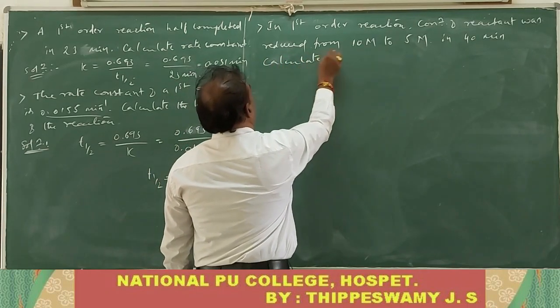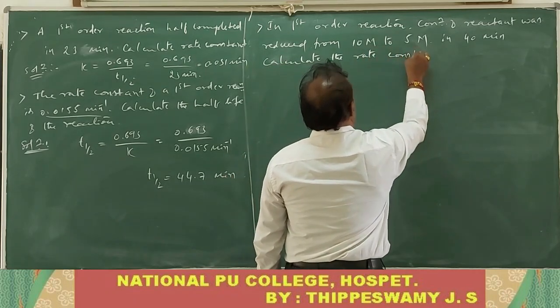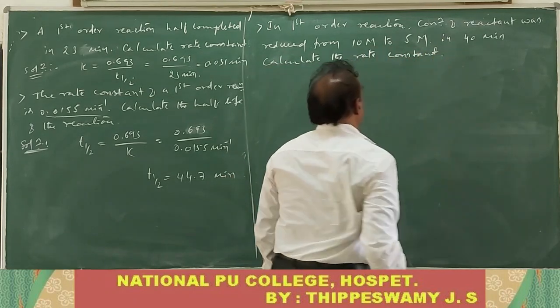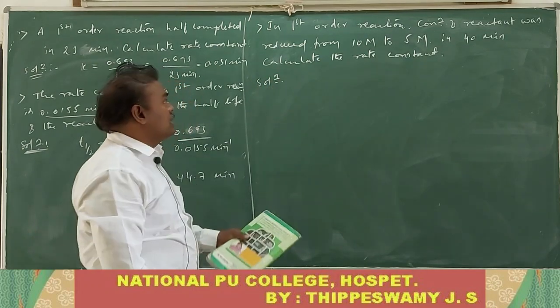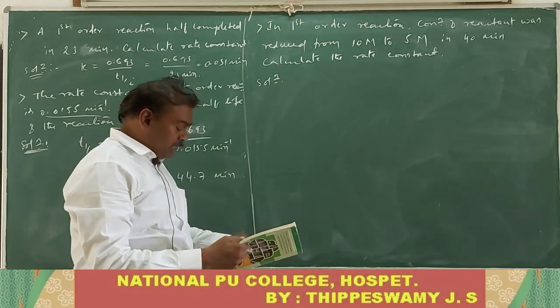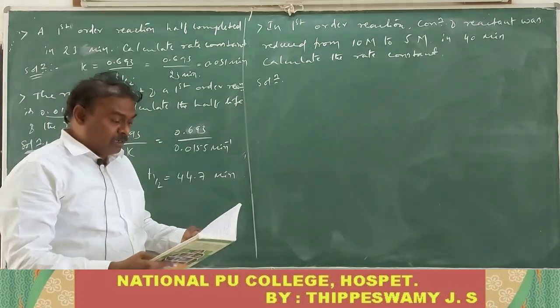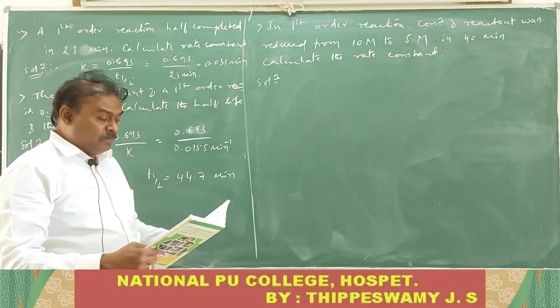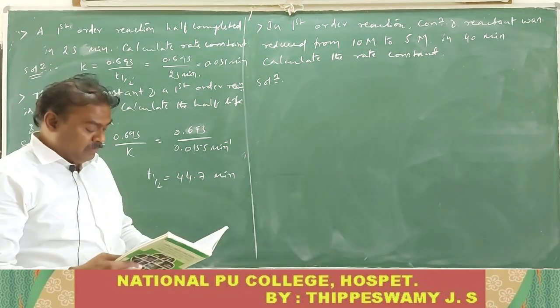Calculate the rate constant. Can you solve this one? In a first order reaction, the concentration of reactant reduced from 10 M to 5 M in 40 minutes. Calculate the rate constant. What is the value of K? Directly you can find it.